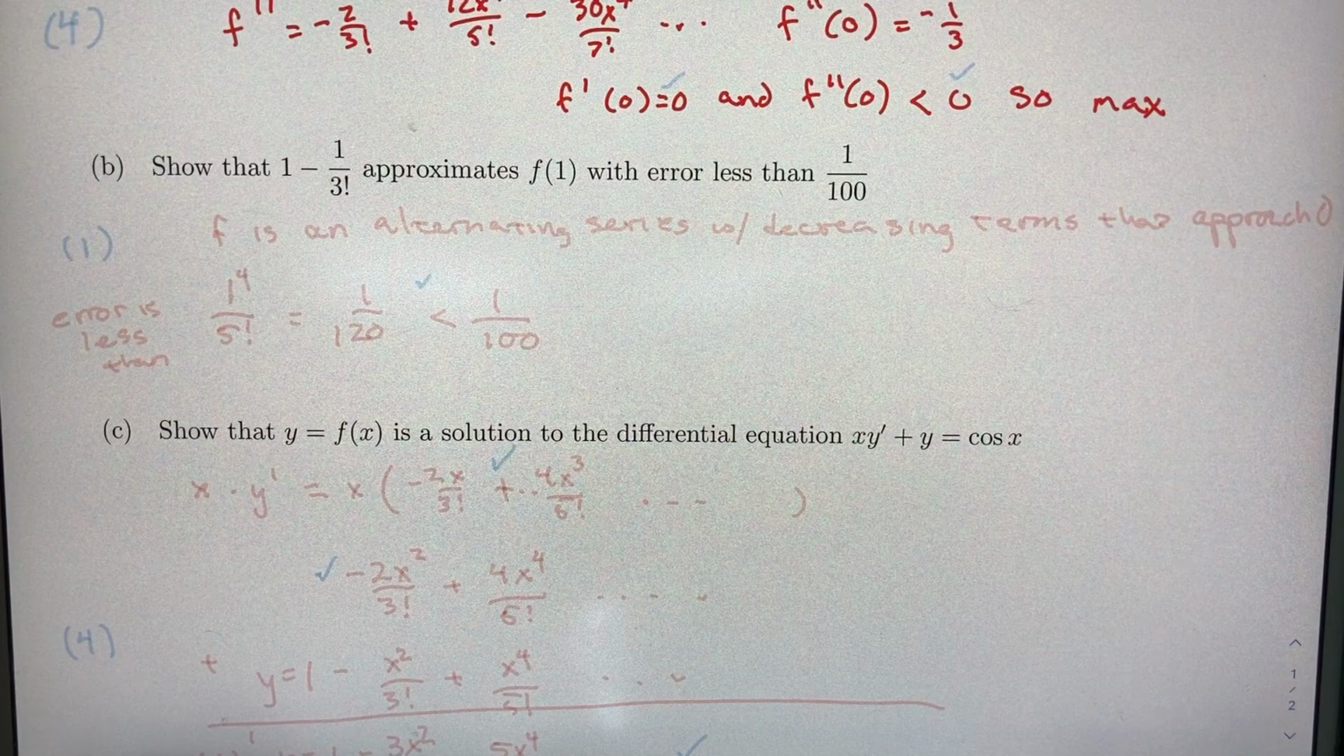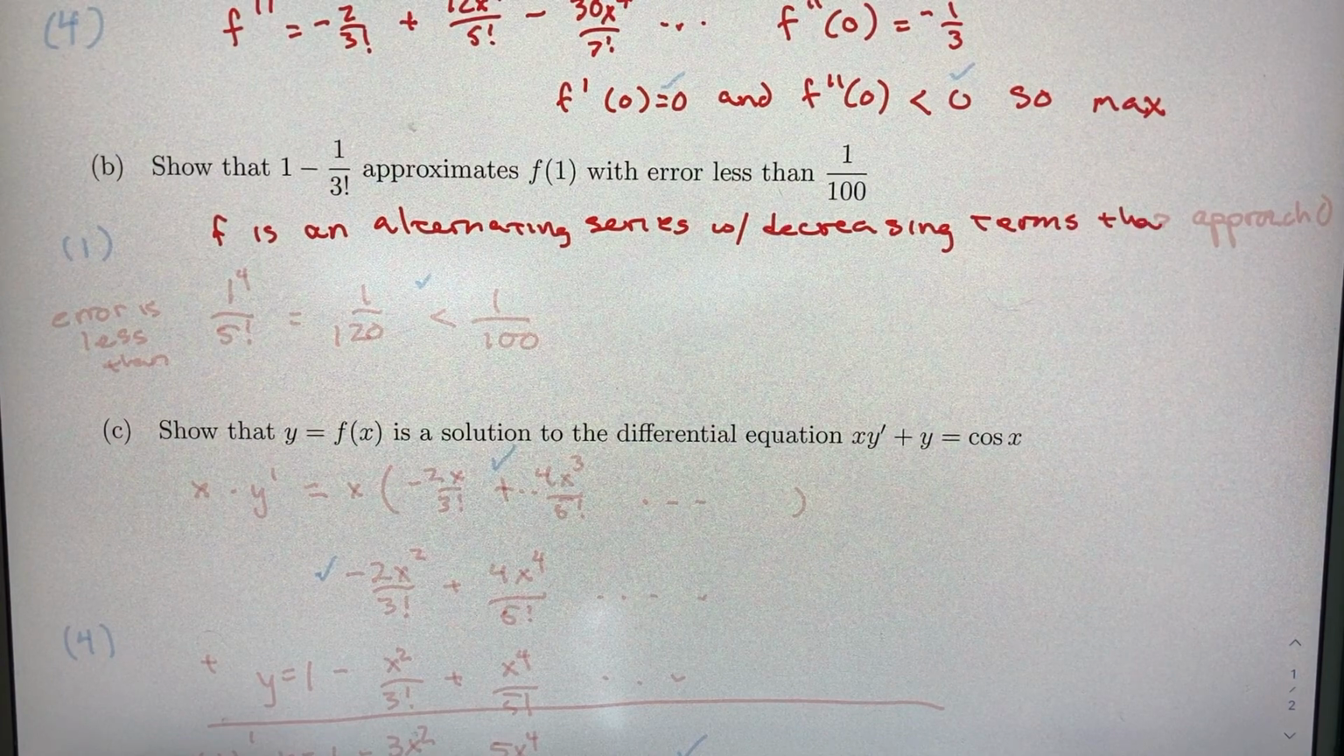Okay, again, we say f is an alternating series with decreasing terms that go to 0. You have to say that in order to be able to use the next term. Otherwise, it's the full Lagrange error bound. So we can use the alternating series error test, which is the first missing term.